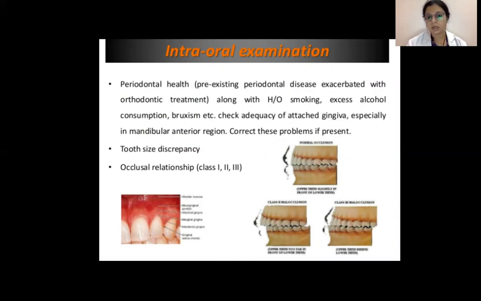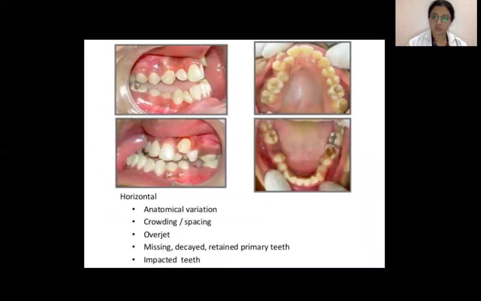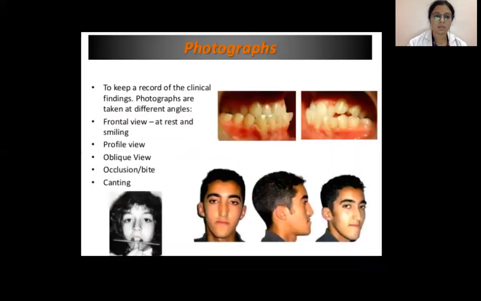Tooth size discrepancy, occlusal relationship, whether it's class 1, 2, or 3. Dentition, overbite, plane of occlusion, curve of Spee. Transverse, posterior crossbite, maxillary deficiency. Horizontal, anatomical variation, crowding or spacing, overjet, missing or decayed retained primary teeth, impacted teeth. Soft tissues, general periodontal examination has to be done. Tongue size, position and activity, mentalis muscle activity, finger or thumb sucking.